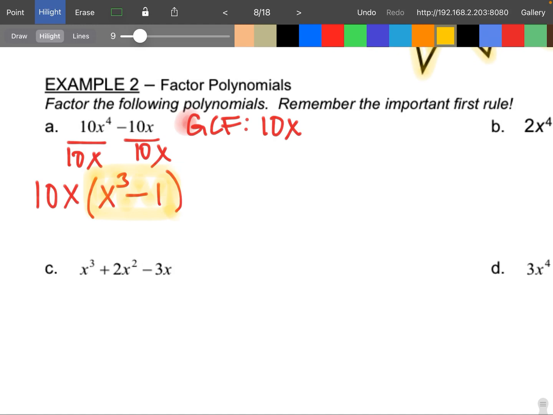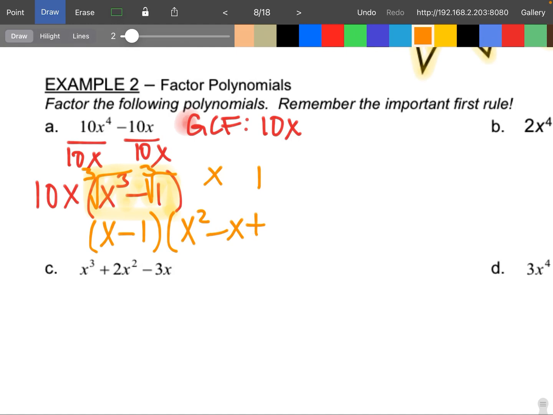So using the formula on the front page, I'm going to need to take the cube root of both and then follow the formula for the difference of cubes. The cube root of x to the third would be x, and the cube root of 1 is 1. So following the pattern, it's going to be (x minus 1) times (x squared plus x plus 1), for a squared plus ab plus b squared.